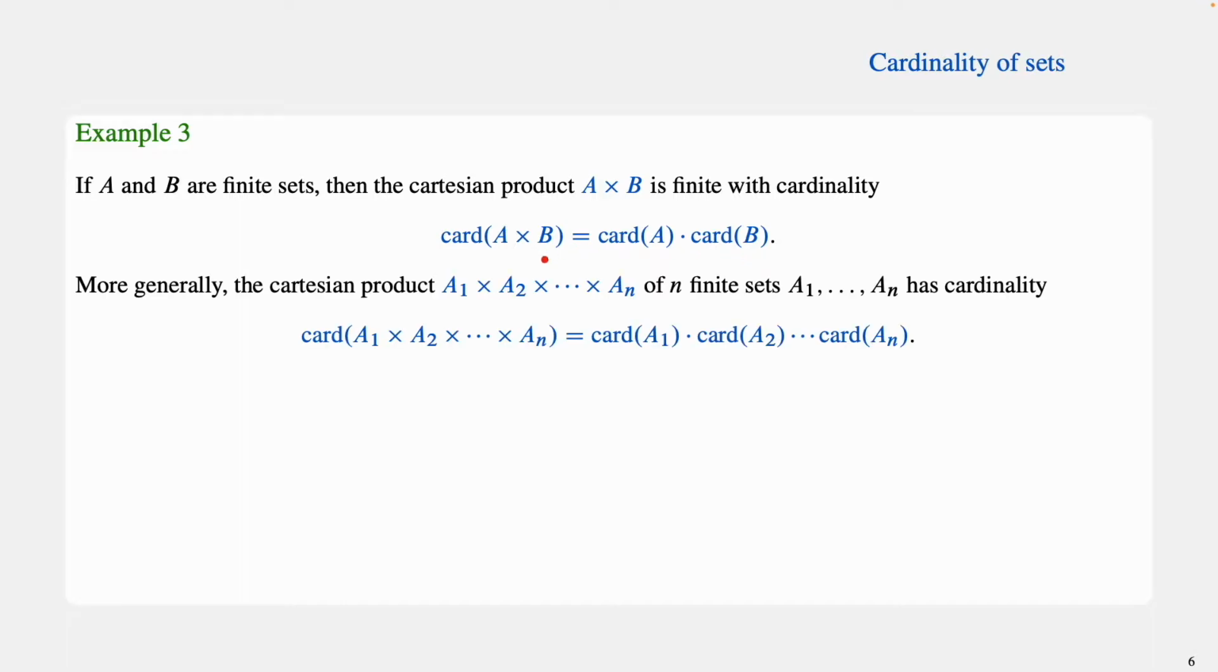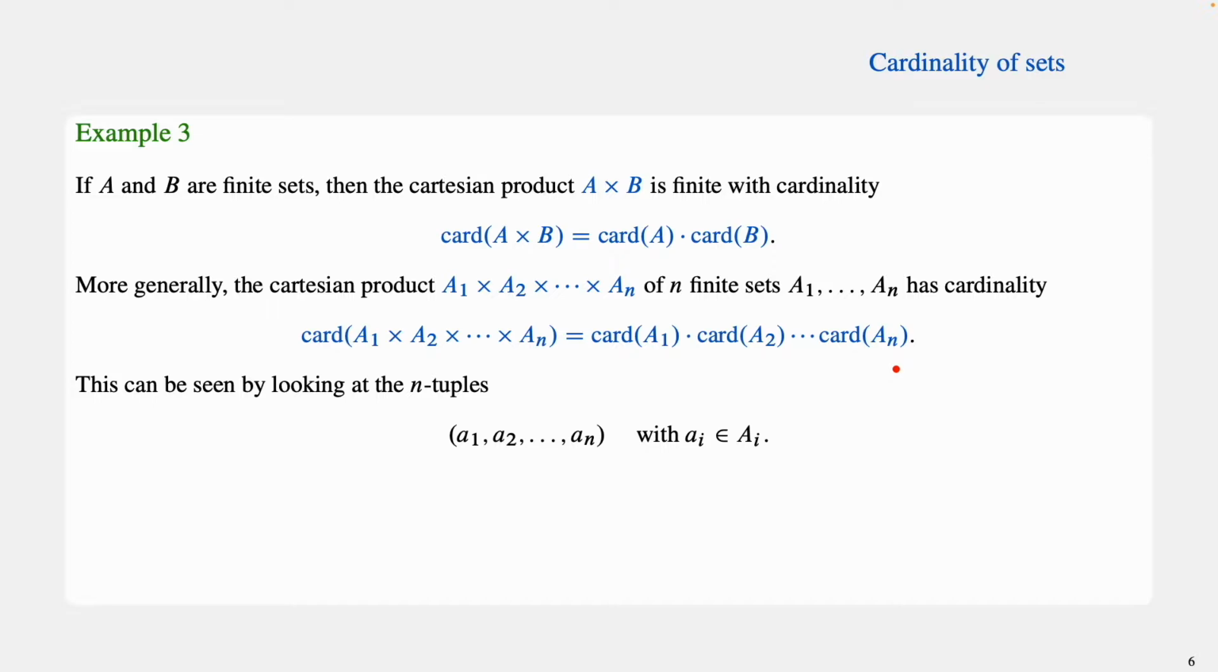And more generally, if we have a Cartesian product of more than two sets, A1 times A2 times up to An, so let's say there are n finite sets, and we take the Cartesian product of them, then the cardinality of the product is simply the product of the individual cardinalities. So this product has as many elements as the product of the number of elements in each of its component sets.